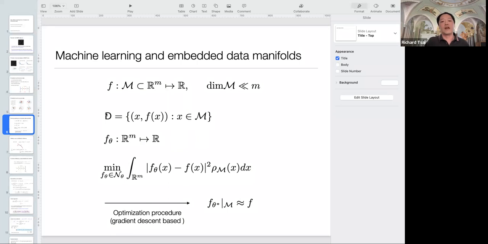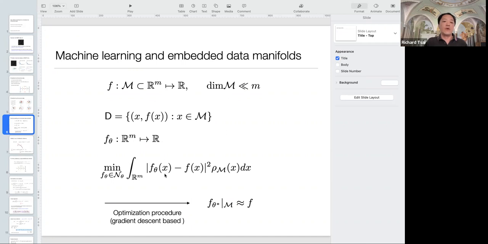But here, just for convenience, I write it this way. So now the objective is to create, constructively, another function F sub theta. In this talk, this F sub theta will most of the time correspond to some kind of neural network, where theta is a notation that we use to say that it is a set corresponding to the parameters that we use to define this function. And this function will formally be a real valued function mapping a point in R^m to R.